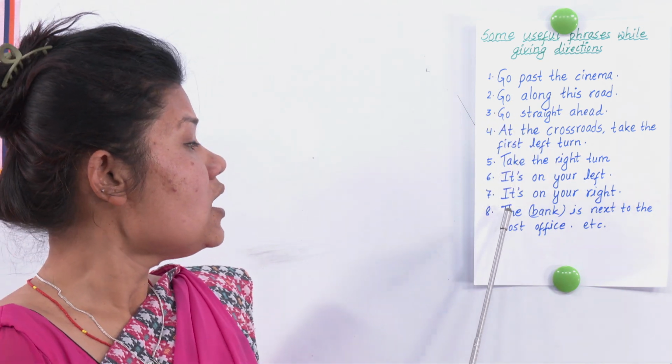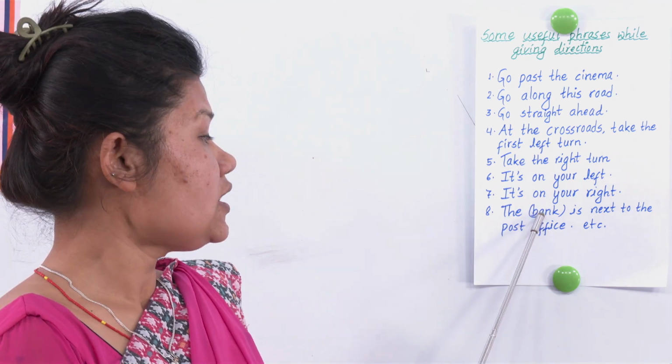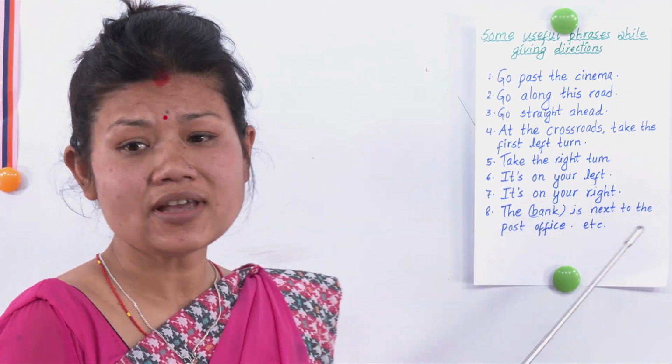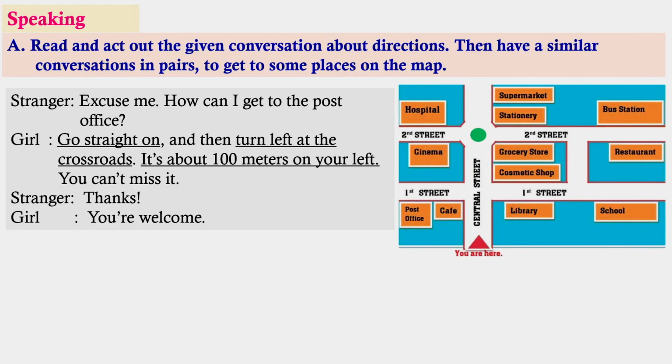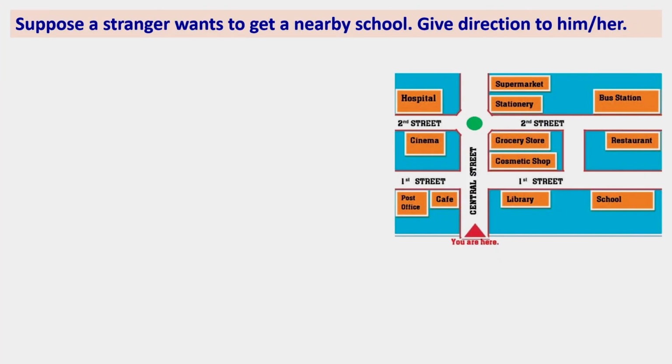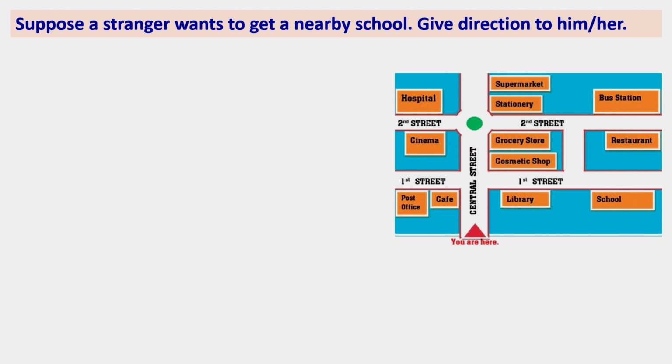So, in this way, the bank, or you can write other words also here, okay, the bank is next to the post office, and so on. Such phrases are generally used while giving directions. Okay. Now, here is the task you have to perform in a pair. You try to practice, okay.